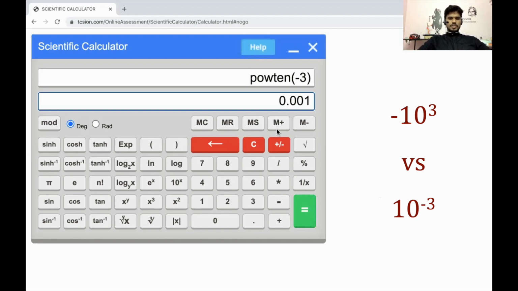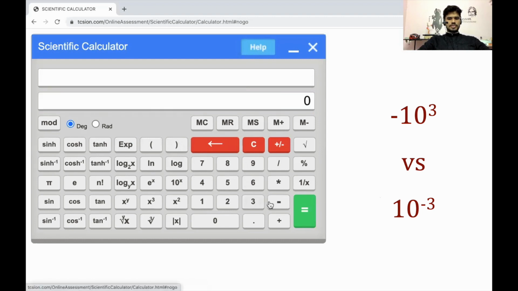Okay. But at the same time, you could also do this in a couple of other ways. That is just doing minus 3 equal. So we have minus 3 here in this typing box, and then do 10 power of that, we get that answer. There is one more way to do that.